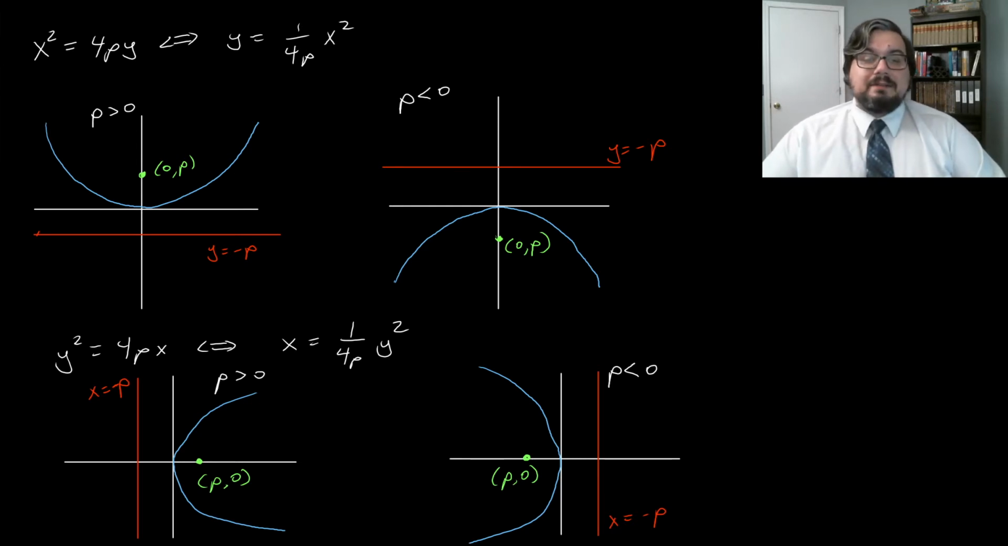So we can describe a bunch of parabolas this way, and by using the fact that the equation can be written as y equals 1 over 4p x squared or x equals 1 over 4p y squared, we can determine the focus and directrix of parabolas that are given to us in these forms. Let's see an example.